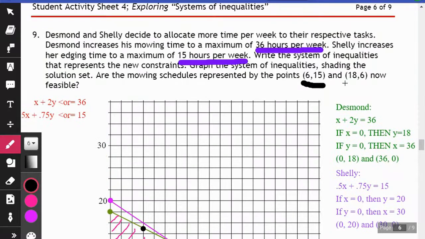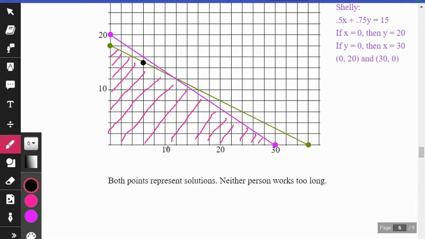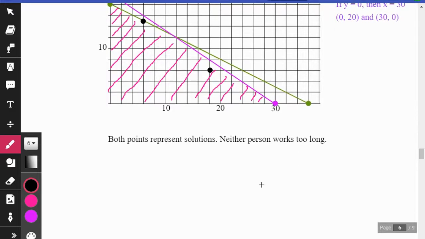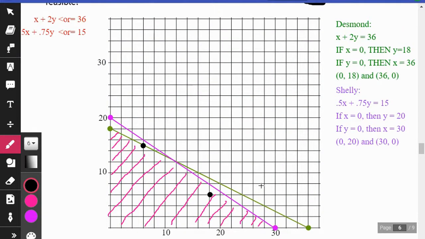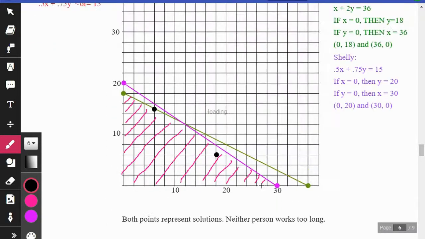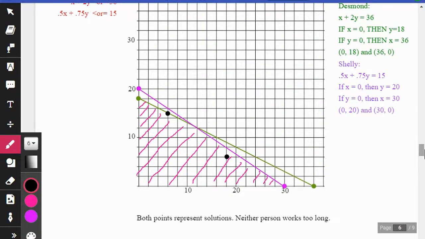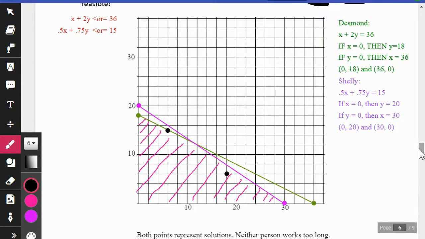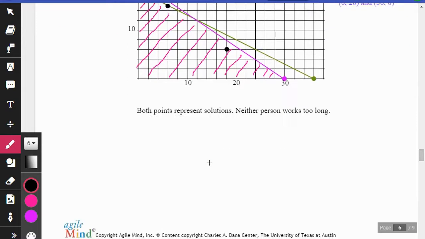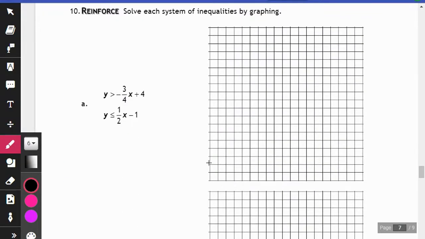How about the point (18, 6)? 18, 2, 4, 6, that's right here. And the answer is both points represent solutions, because they're both below the lines. Neither person should work too long. You can double check if you want, but the whole goal is that we can figure it out using the graph. So I'll zoom out there so you can see it better. It's a bit of work. Good practice. All right. We're going to solve these ones quicker.